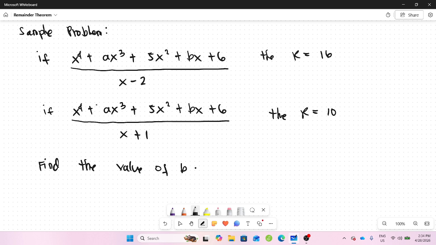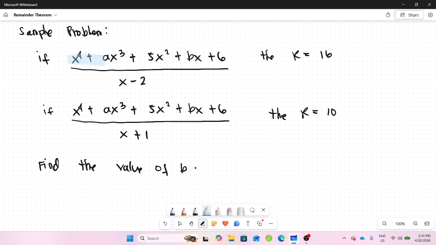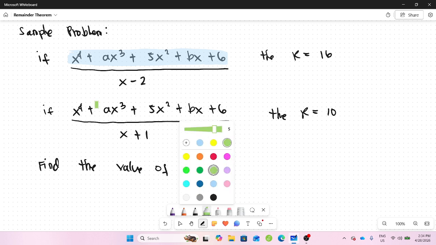So if this numerator is divided by, let me use another color, if this numerator is divided by this one, we get a remainder of 16. Okay, that's the remainder.